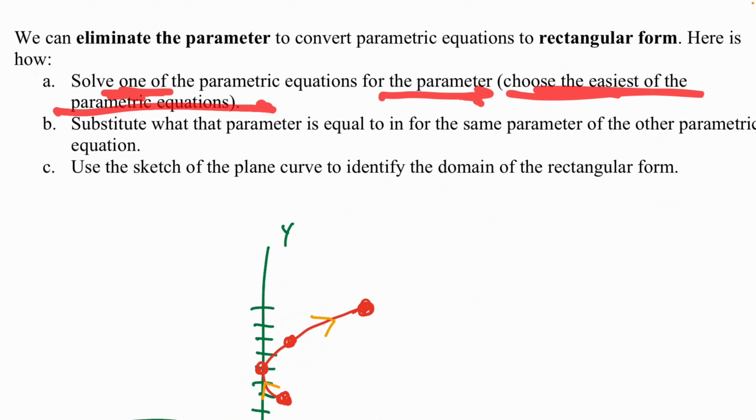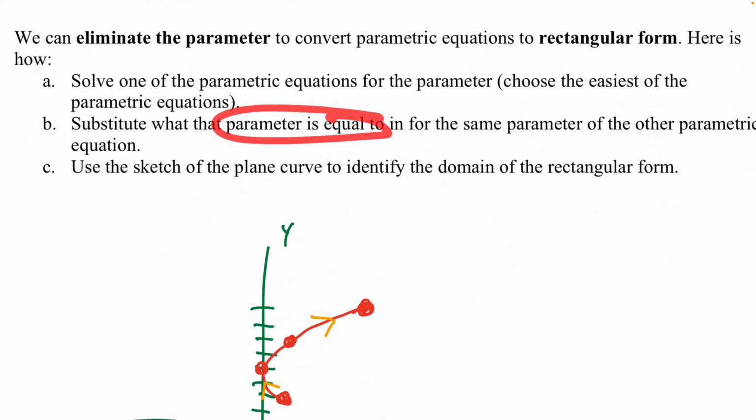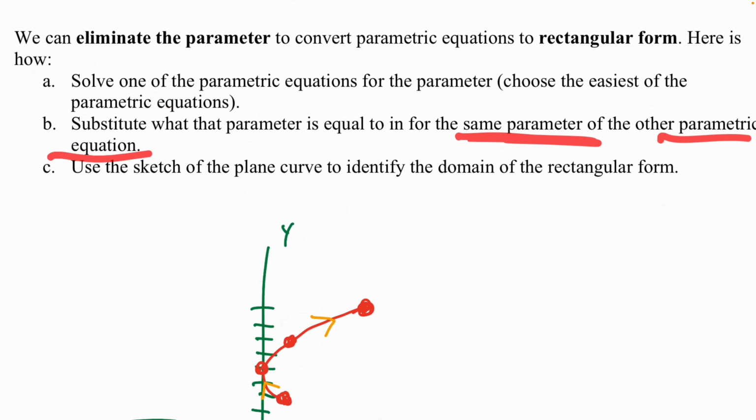Eventually we want our final answer to be y equals, so it might be easiest, if they both look great, to start with the x parametric equation first. But the example I'm going to work out here with you, we're going to solve for the y one because it's easier. So then substitute what that parameter is equal to. You'll get t equals something in terms of x or something in terms of y. Substitute it in for the same parameter, t, in the other parametric equation. And then get y by itself.